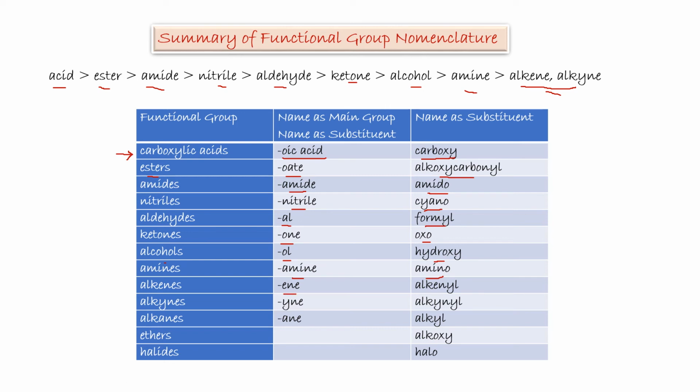-yne as a main parent compound, alkynyl as a substituent. -ene as a main group, alkenyl as a substituent. -ane as a main group for alkane, alkyl as a substituent. Ethers, alkoxy. Halides, halo as a substituent.